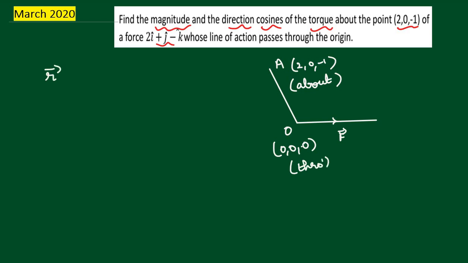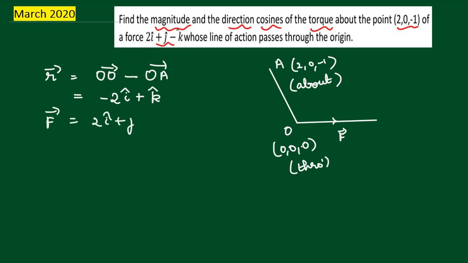R vector will be equal to the through point minus the about point, that is, the origin position vector minus the OA vector. So that gives 0 minus 2, which is equal to -2 i cap, 0 minus 0 is 0, 0 minus (-1) is plus k cap. Now, O is the origin, so I have taken 0, 0, 0. We have written what is the R vector, and the F vector is given in the equation, which is equal to 2i plus j minus k. We are asked to find the torque of the force.